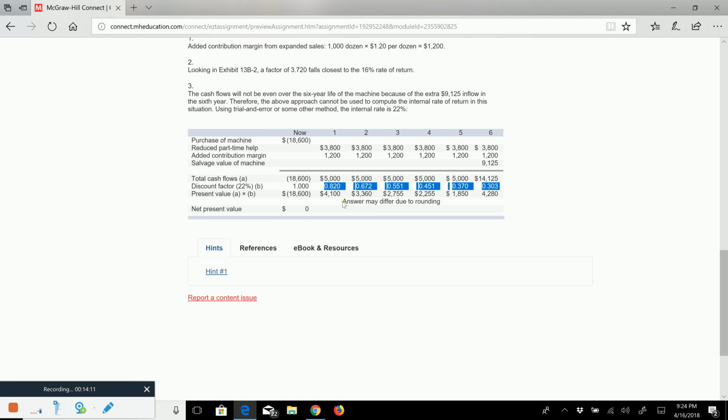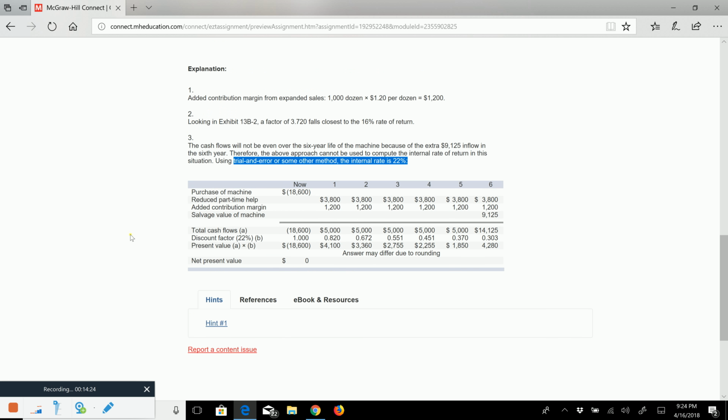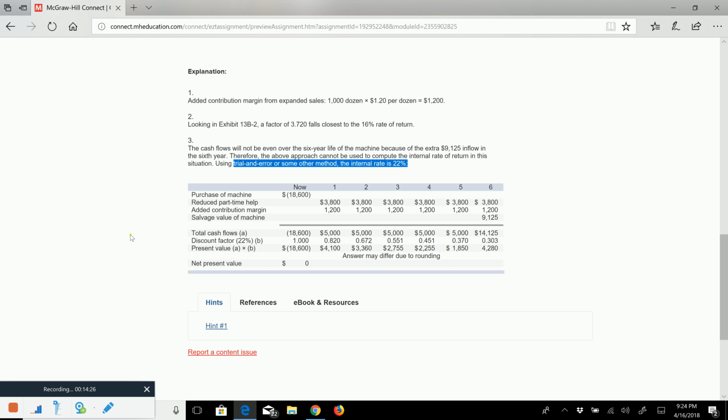All right. Now, obviously, we have it written here. It is a trial and error situation. So you can see the internal rate of return goes up to 22%. And once again, if the net present value is 0 or positive, you accept it. If the project has a negative net present value, you would reject it.